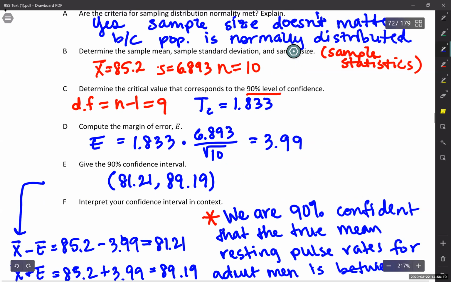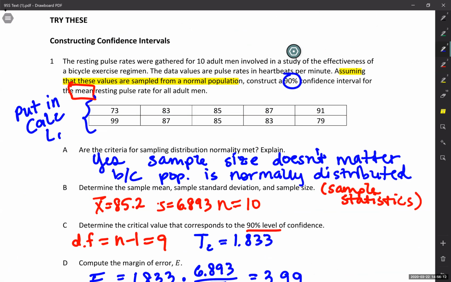Resting pulse rates. Oh yeah, the data values are, so I'm reading this sentence right here. The data values are pulse rates in heartbeats per minute.